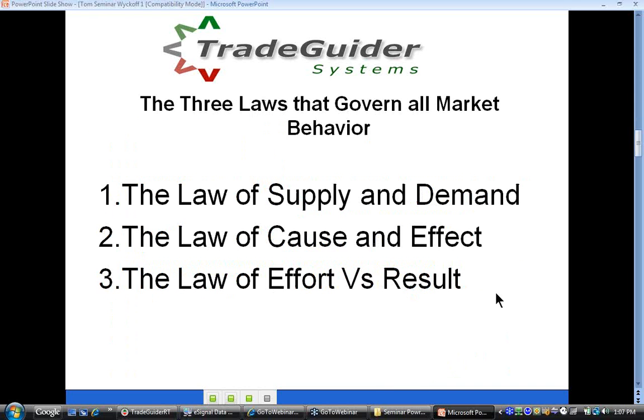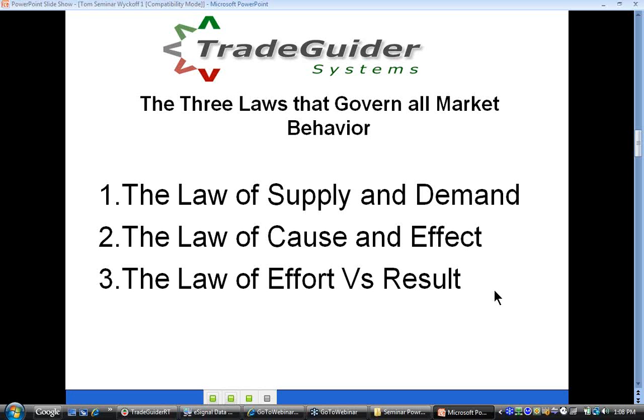There are 3 laws that govern all market behaviour, and that's what we focus on at TradeGuider. We don't have any complicated mathematical formulas in our software. We do have MACD, we do have moving averages, we do have stochastics, but I don't actually use any of those. So I won't be talking about those today, but we do have them in the software. So that's very important. There are 3 laws.